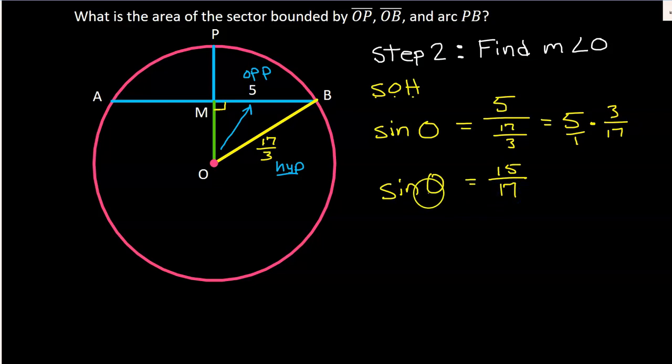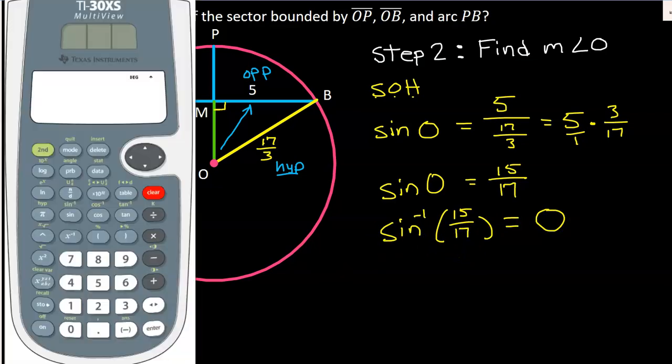So when you're looking for the angle, you need to do the inverse trig function. So if I want to find the measure of angle O, I'm going to do the inverse sine, a little -1 on it, the inverse sine of 15 over 17, and that's going to equal the measure of angle O. So I can just put this in my calculator. I'm going to do inverse sine, so second sine of 15 over 17.